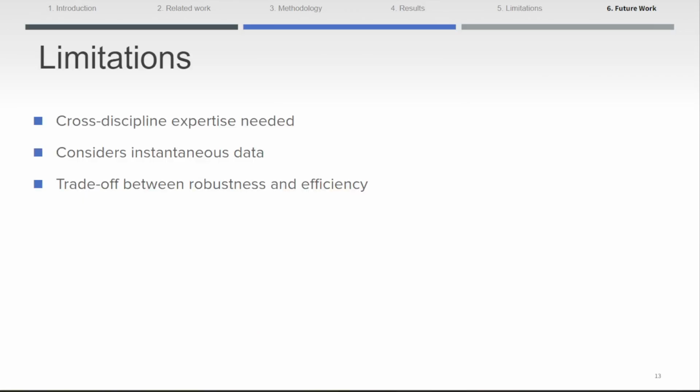The limitations of this work include the cross-discipline expertise that is needed to combine deep RL with mapless navigation methods, as both aspects need to be tuned with hyperparameters. Moreover, FocusBug only considers instantaneous data, meaning it could have difficulties avoiding obstacles moving at very high velocities. Finally, we find a trade-off between robustness and efficiency when increasing the rewards for data reduction.